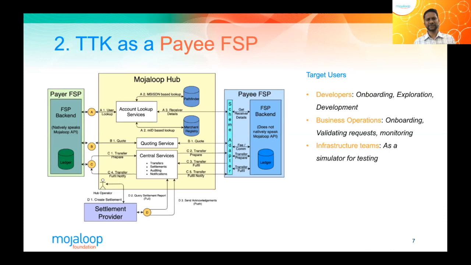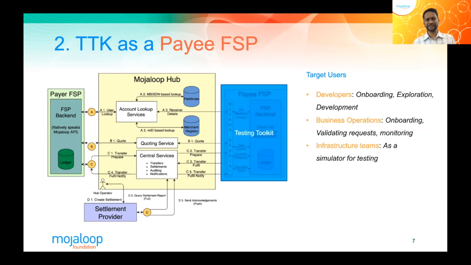The second scenario we can use is as a payee FSP, where it acts as an inbound entity and then responds to the requests that come. So developers can use this as they develop FSP implementations or switch services, and it can also be used for onboarding, validating, and even as a simulator.